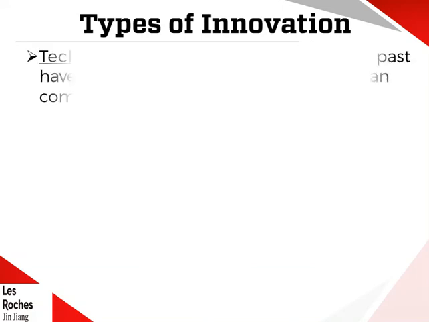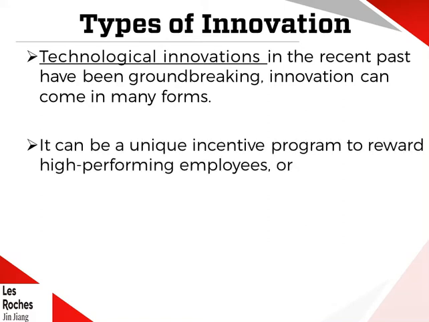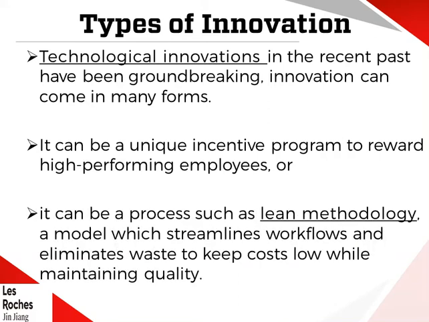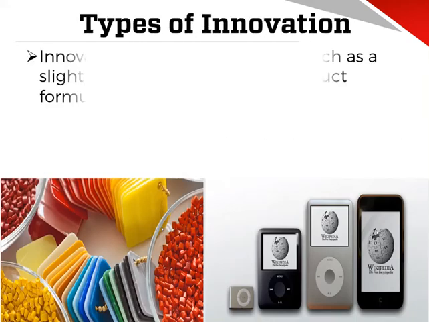So let's talk about the types of innovation. Technological innovations in the recent past have been groundbreaking. Innovations can come in many forms. It can be a unique incentive program to reward high performing employees, or it can be a process such as lean methodology or model, which streamlines workflow and eliminates waste to keep costs low while maintaining quality. We call this lean methodology, right? It's also a type of innovation.